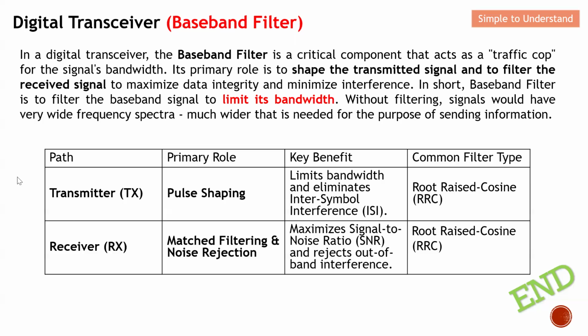You can see from here, there are two forms, based on the transmitter and based on the receiver. For the transmitter, it's mainly to do some pulse shaping. What they do is limit the bandwidth and eliminate the ISI. As for the receiver, they are doing some form of matched filtering and noise rejection. The key thing is they maximize the signal to noise ratio and reject the out-of-band interference. Basically, this is the role of baseband filter. Based on transmitter and receiver, they have different roles.